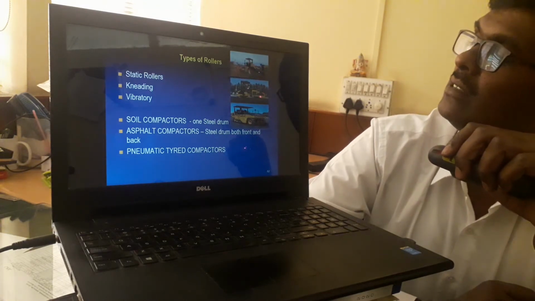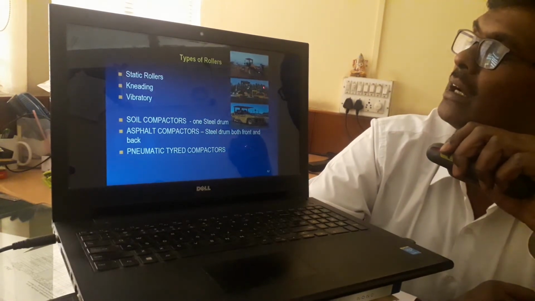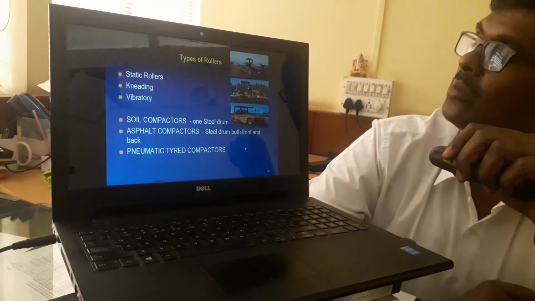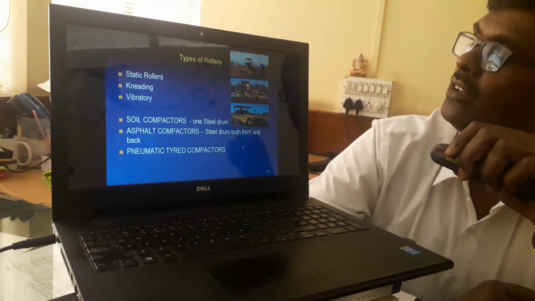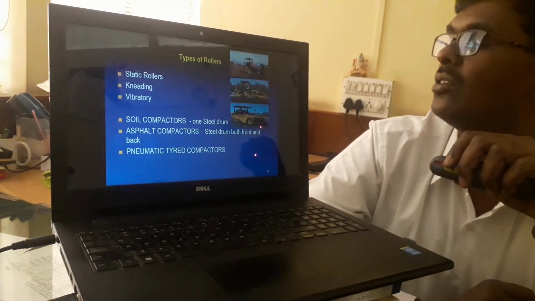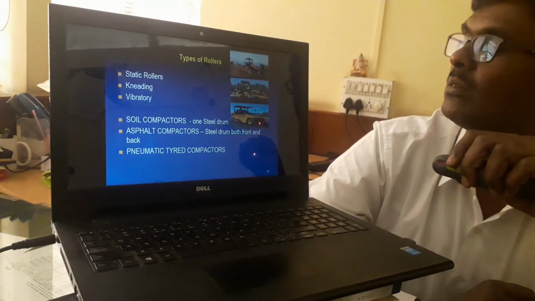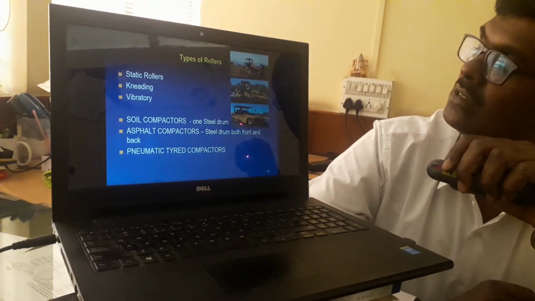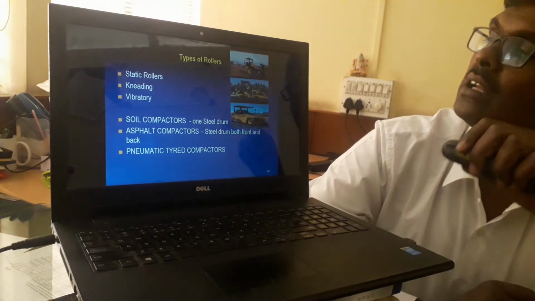And look at this roller. We have two steel drums here, both steel drums, front and back. Generally this type of roller is called a tandem roller or double drum roller, generally used for compacting the asphalt or bituminous layers. And you can see here pneumatic wheels, both front and back. Of course, the back cannot be seen. So this type of roller is called a pneumatic roller.